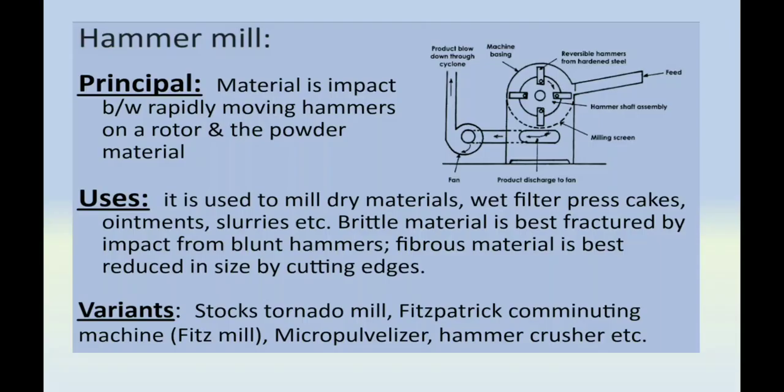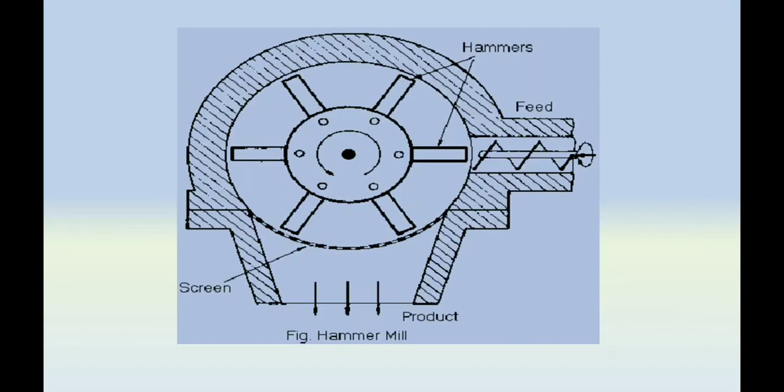The hammer mill is based on the principle of impact between rapidly moving hammers mounted on a rotor and the powder material. There are different variants available in the market like the Stokes-Taurus mill, Fitzpatrick comminuting machine, that is called a Fitz mill, micropulverizer and hammer crusher etc. Now let's talk about the construction of the hammer mill.